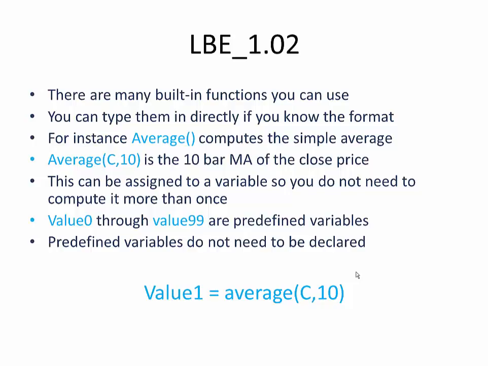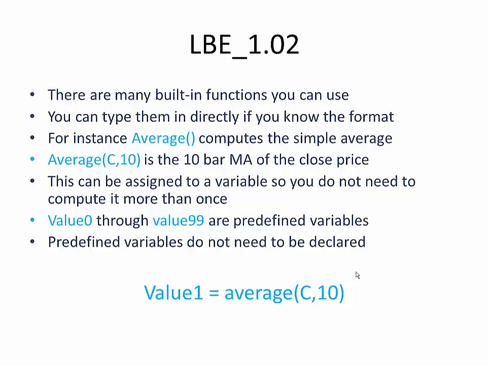For instance, average is a function that computes a simple moving average. So the format would be average, open paren, C, comma, 10, which is the 10-bar moving average of the closing price. This can be assigned to a variable, so you do not need to compute it more than once. Computing the same things multiple times in your code should be avoided, since it consumes valuable resources and slows down your machine. There are 100 predefined variables.